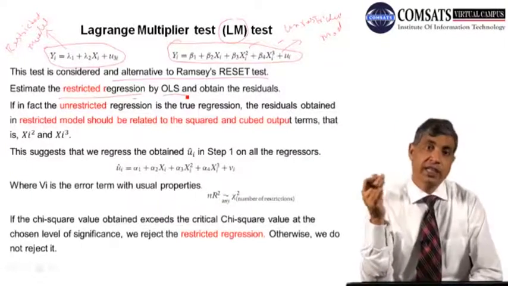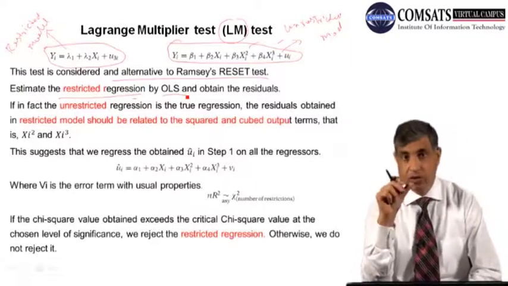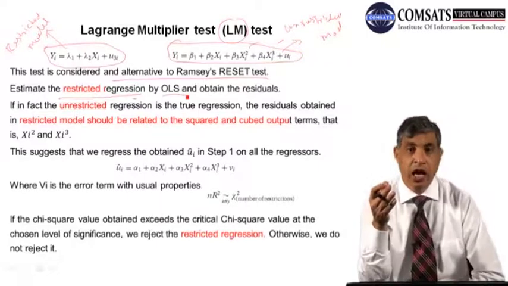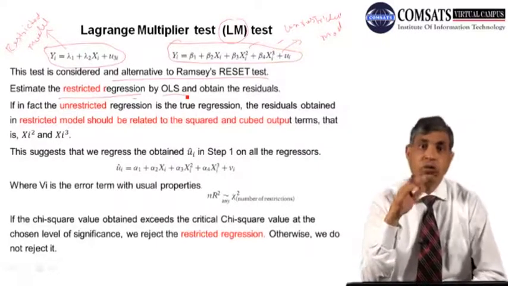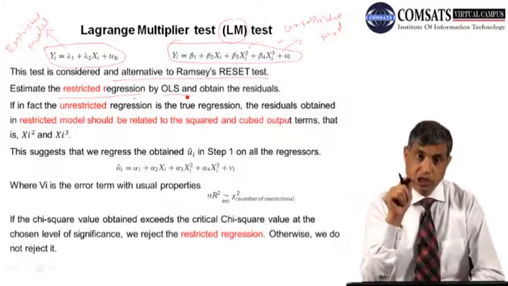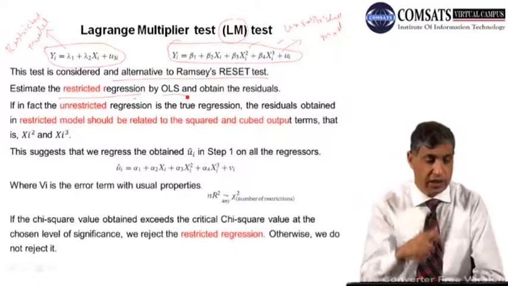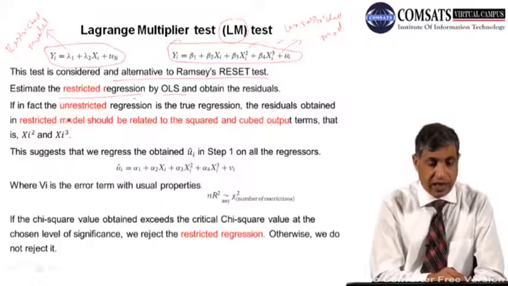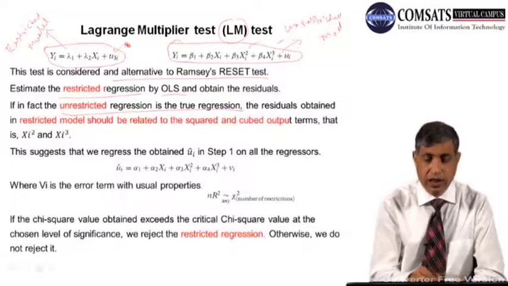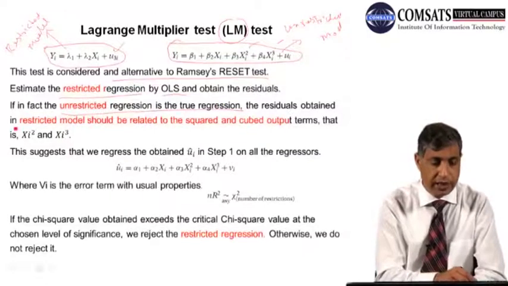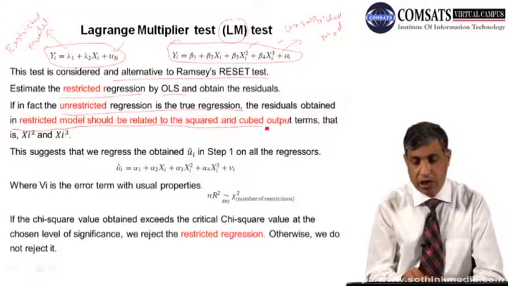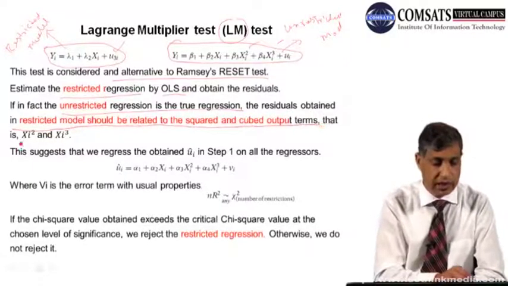We introduce the weighted, the generalized and the feasible least squares, but first we mentioned that now we are going for these methods. Unless I make it clear otherwise, you should immediately know that I am talking about OLS. If in fact the unrestricted regression is the true regression, the residual obtained in the restricted model should be related to the squared and cubed output term, that is xi.